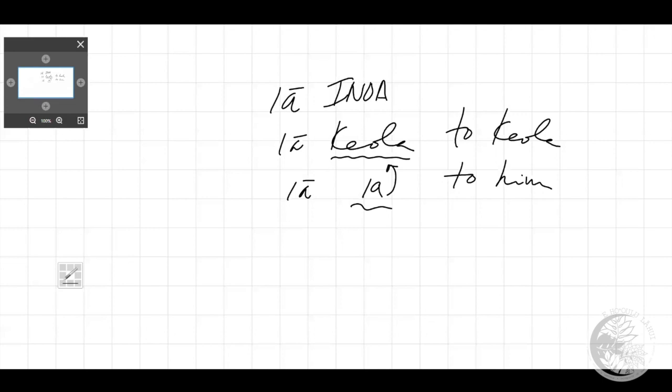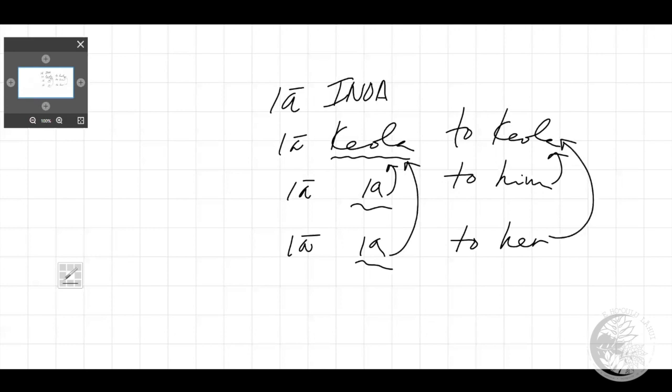Him replaces Keola. Maybe Keola is a female, and I would say "to her." Same thing. Iaia. That ia replaces then Keola, and then her replaces Keola. So what you see, whenever it's used in particular ways, it will be marked with different marks.